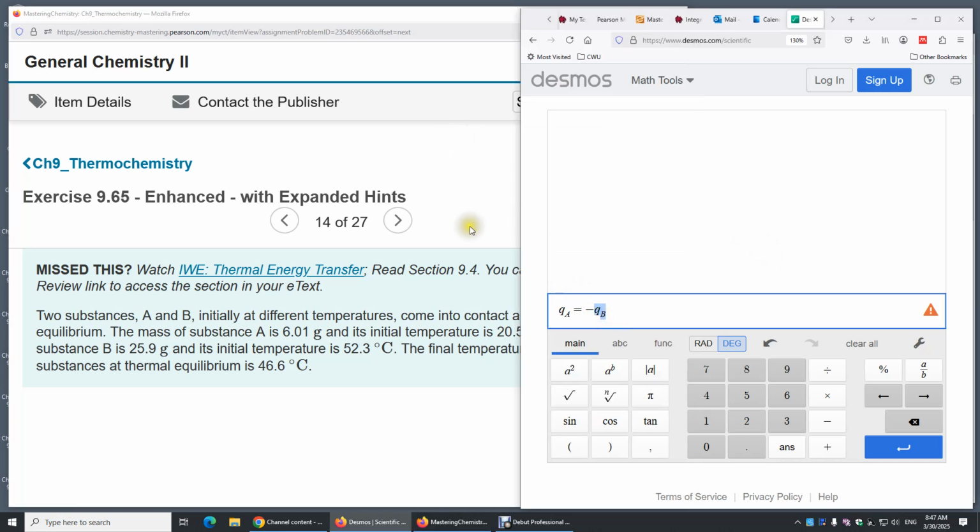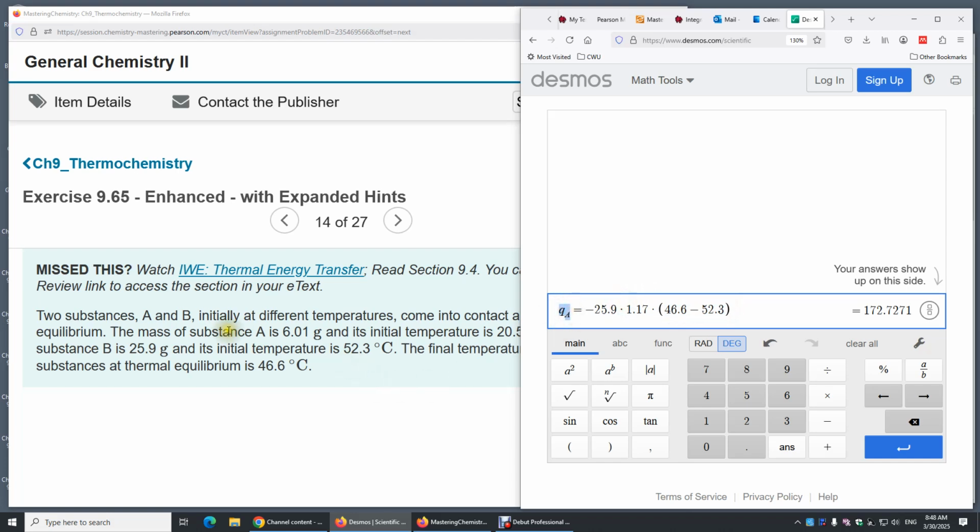The mass of B is 25.9. The specific heat capacity is this. The temperature change for B, always final minus initial. Final is 46.6. The initial of B, 52.3. Alright, so this is Q sub B. As you can see, the temperature change is negative.